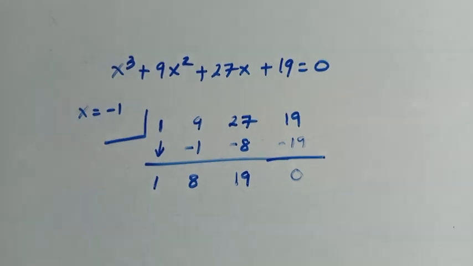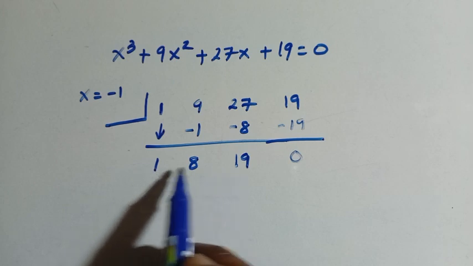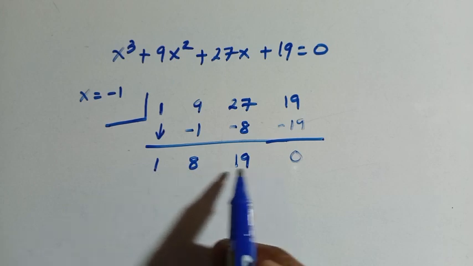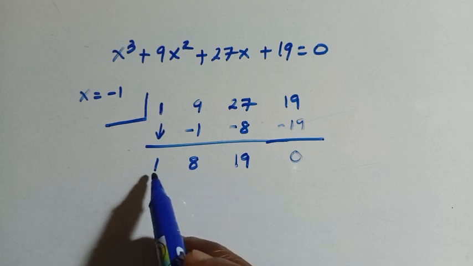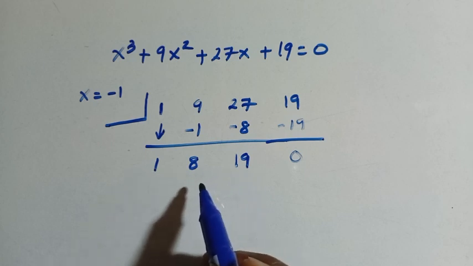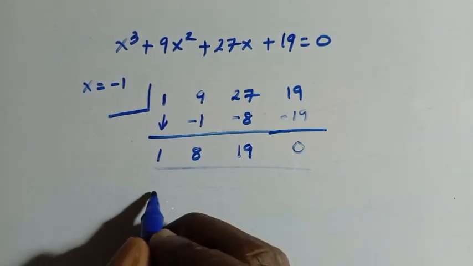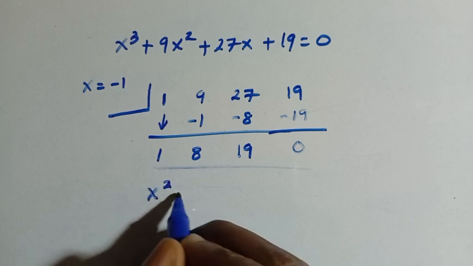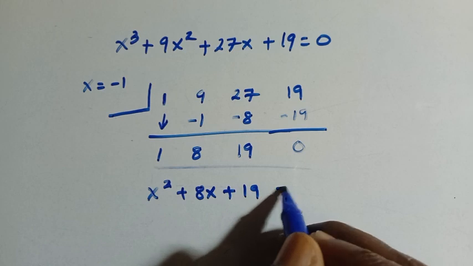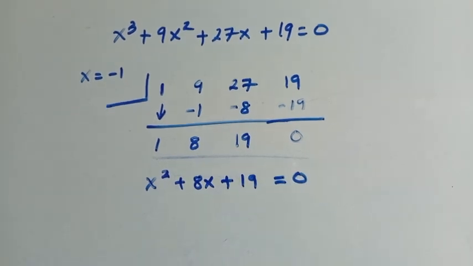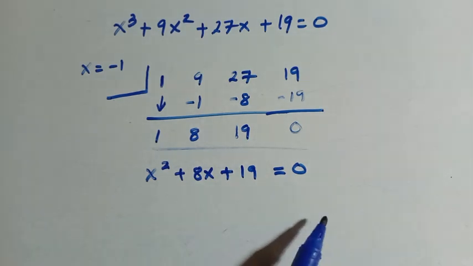So therefore, we have 3 non-zero numbers, which are 1, 8, and 19. And we consider this as a quadratic because there are 3 terms here which are not 0. So you can conclude that these values give x^2 + 8x + 19 equals 0. So here is a quadratic equation, and we have to get the two values from here.